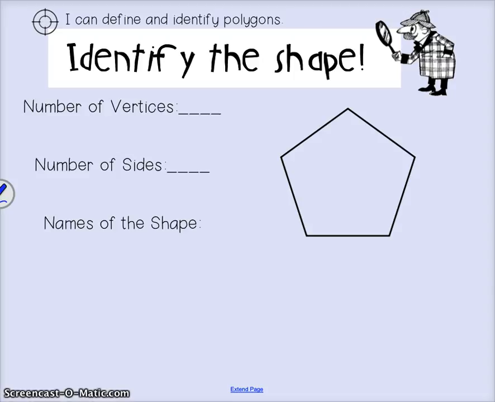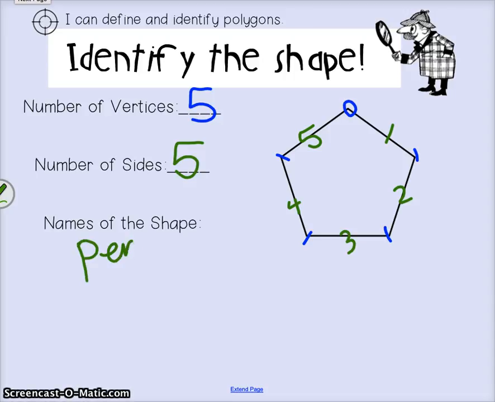How many vertices does this shape have? How many sides? 5. So what is the name? It is a pentagon. Always think if you can come up with any other names for this one. That is the only name we will call it by.